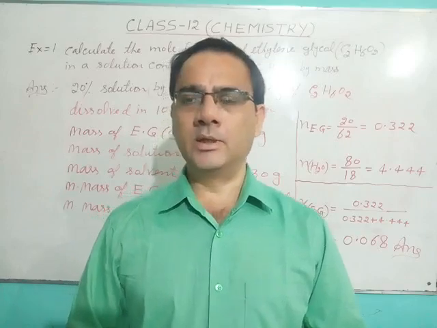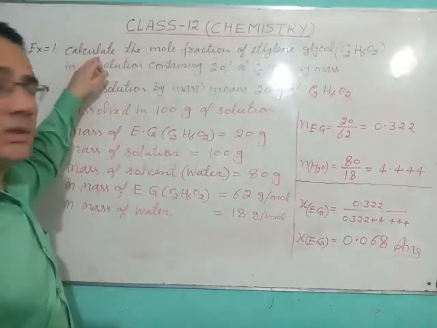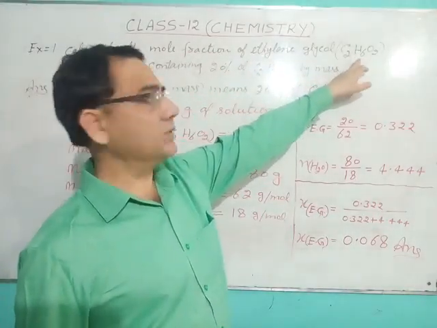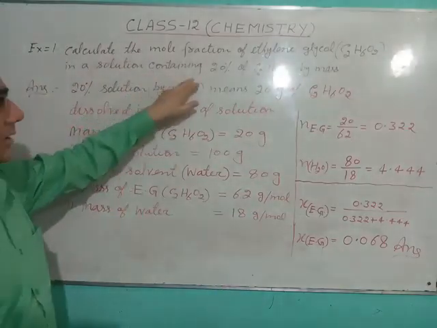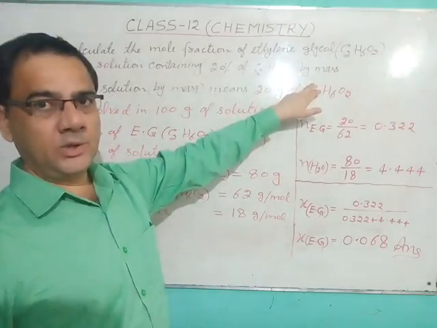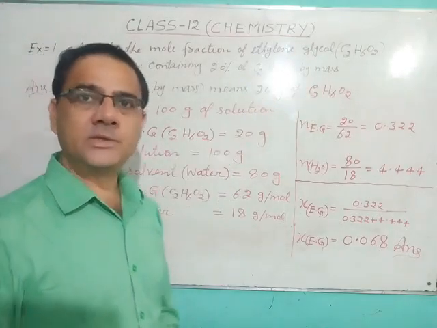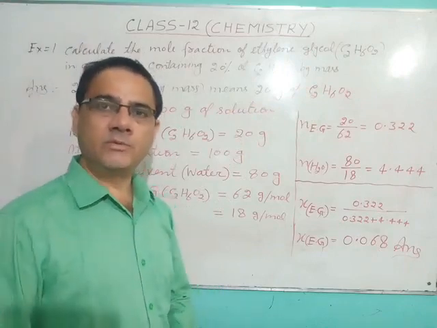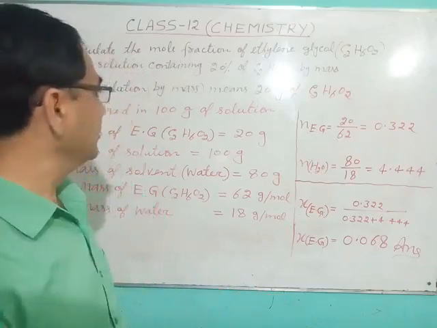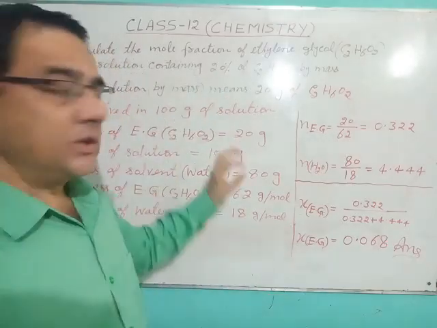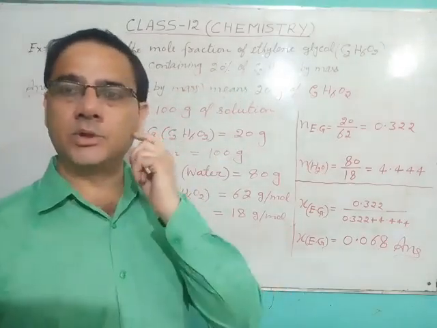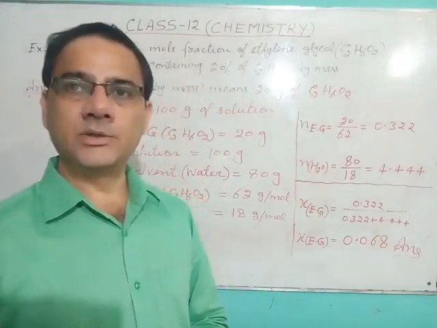So what is given in this? Calculate the mole fraction of ethylene glycol, chemical formula C2H6O2, in a solution containing 20% of ethylene glycol, that is C2H6O2, by mass. So whenever a question is given, always first we write the observation. And what is the meaning of observation? The things which are given, first we write on the left hand side, and according to this when we calculate, first of all we pick up this 20%. With this 20% you will get the mass of the solute, mass of the solvent and mass of the solution.